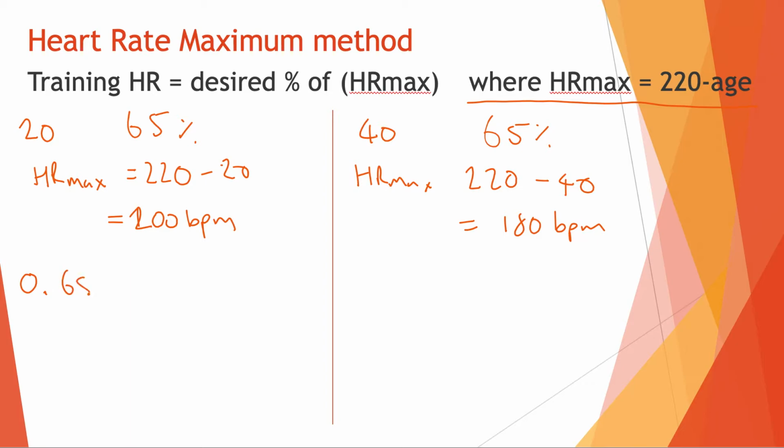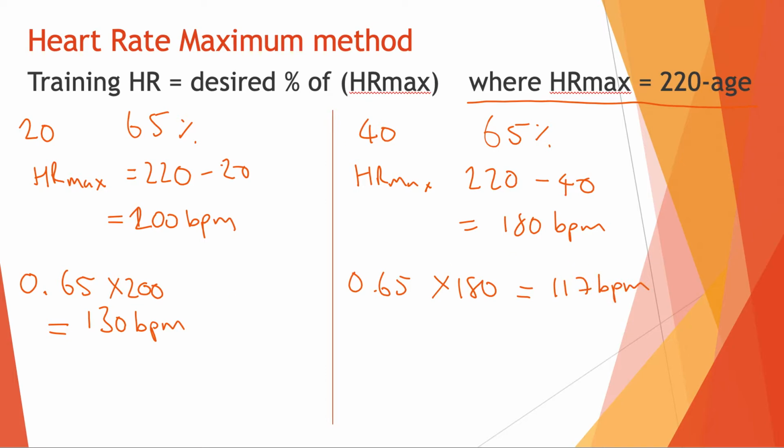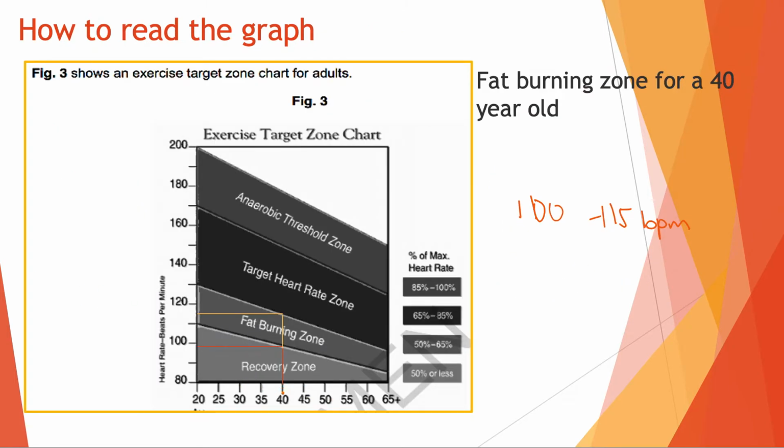So 0.65 times 200 is 65% of 200. So that gives us 130 beats per minute. On the other hand, we're still using 65%, 0.65. This time we're timesing by 180 beats per minute to give us 117 beats per minute. So what we've effectively done there is this calculation for the 40-year-old and for the 20-year-old that the graph did already.